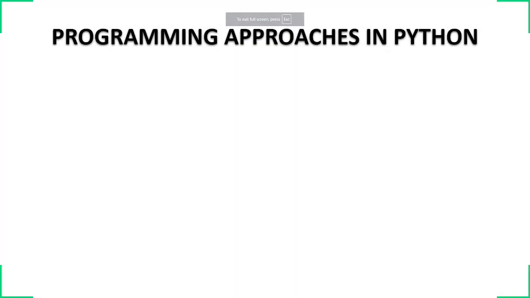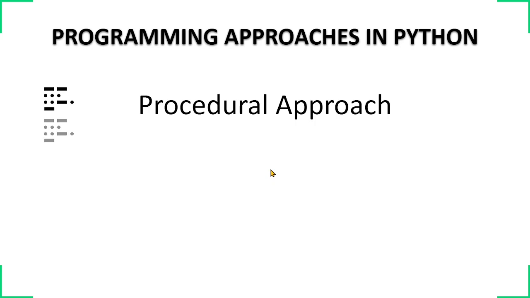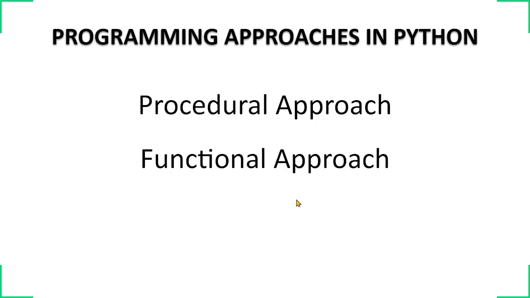Next, we will quickly learn about some programming approaches in Python. There are multiple programming approaches in Python. Procedural approach means the code is executed from top to bottom, left to right. Functional approach means the code is broken down into multiple pieces, also called modules, and each module may be worked on by a different developer or person, and then all of those are put together to achieve a common goal.